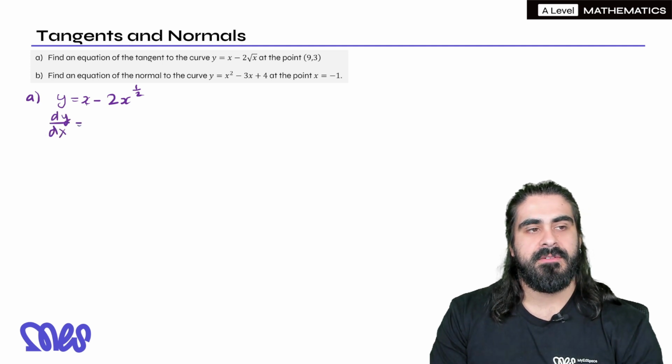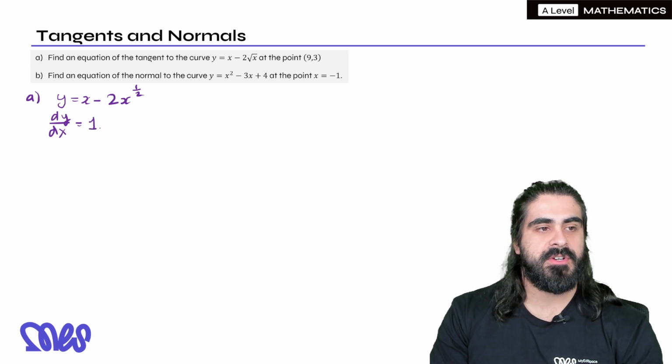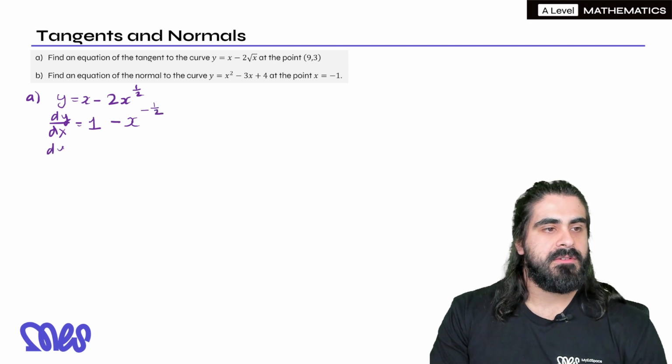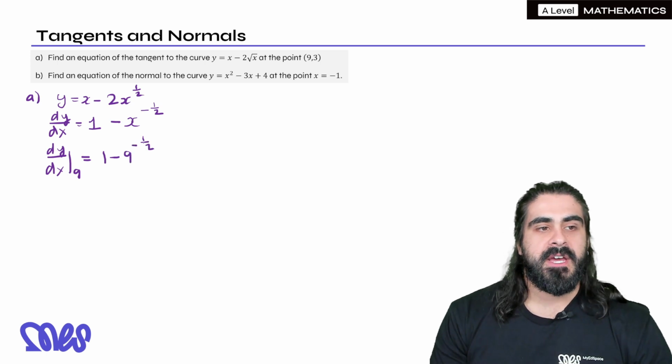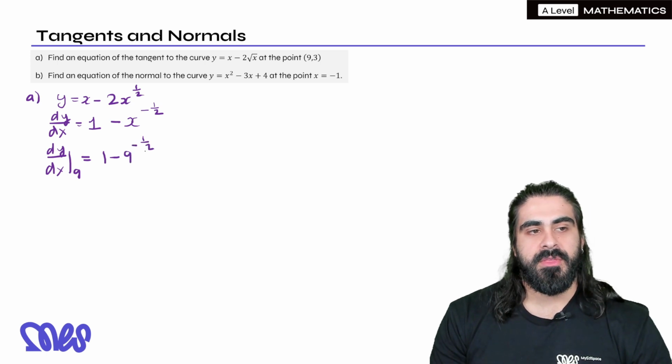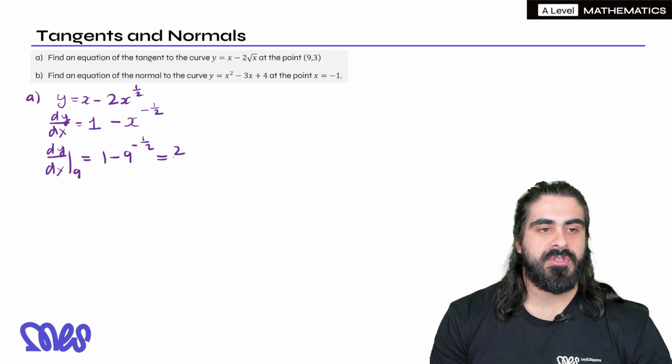x is a line with gradient 1, so x differentiates to 1. Here we're going to bring down the half. Minus 2 times the half is minus 1. So we get negative, I'm not going to write the 1, but x to the minus a half for the power. Then we're going to sub in 9. Subbing in 9, we get 1 minus 9 to the power of minus a half. 9 to the power of minus a half is 1/3. 1 minus 1/3 is 2/3.